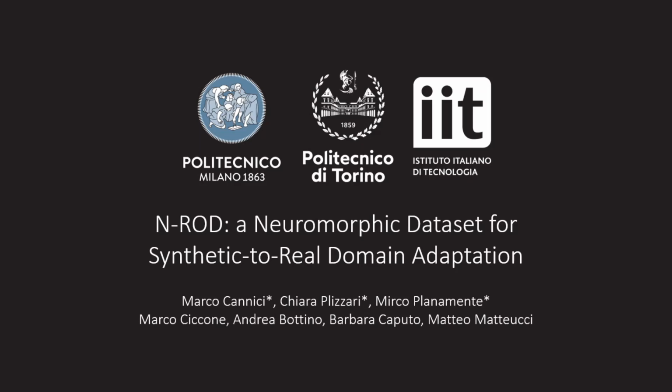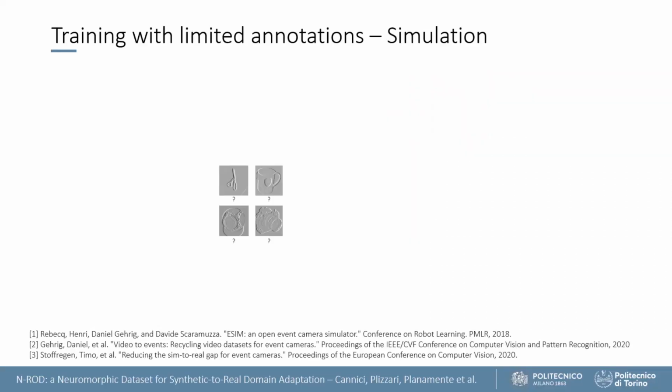In this paper we present Synrod, a neuromorphic dataset for synthetic-to-real domain adaptation. When training deep neural networks for event-based cameras, one common issue is data availability, as datasets with a lot of samples and precise annotations are not yet widespread.